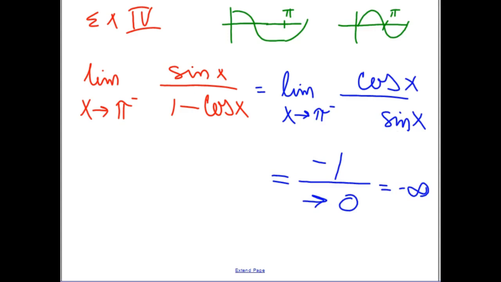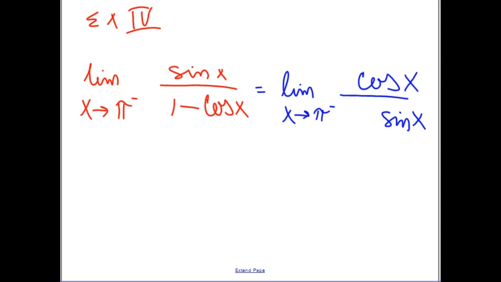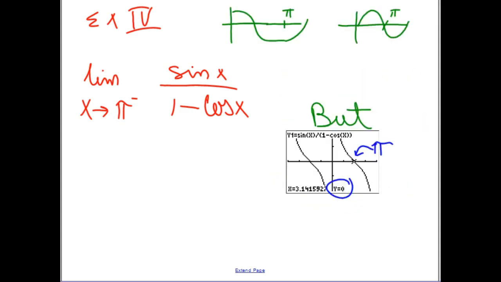As x goes to pi, this is approaching negative 1, and this is getting closer and closer to 0. As the denominator of a fraction gets closer and closer to 0, the fraction gets bigger and bigger, right? When the denominator gets small, the fraction gets big. So you would think that this is going to negative infinity. But when I graphed this original thing, it looks like this, and it appears, sure enough, it's going to some value.